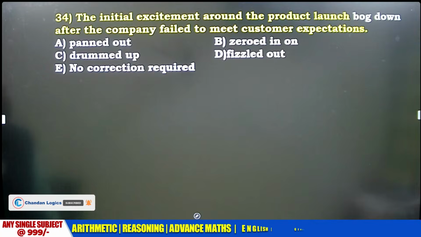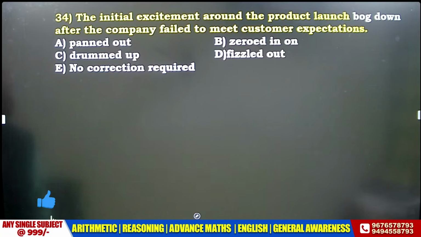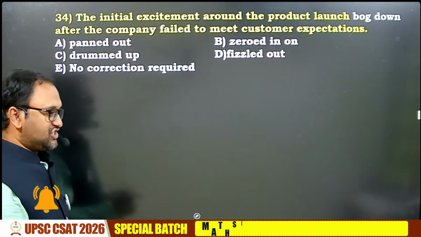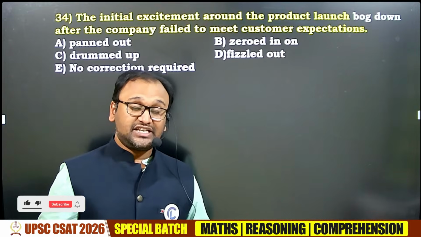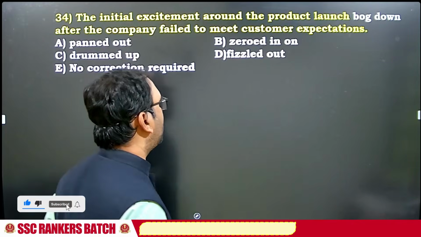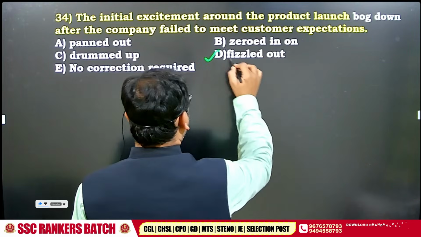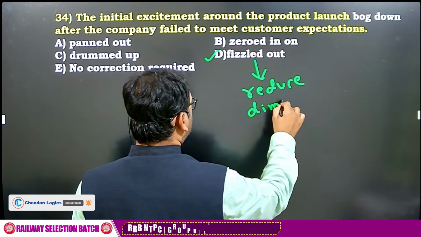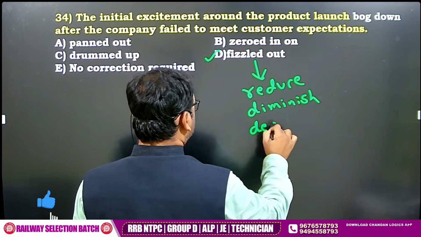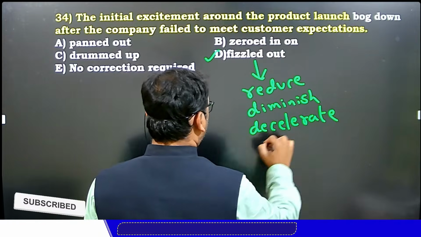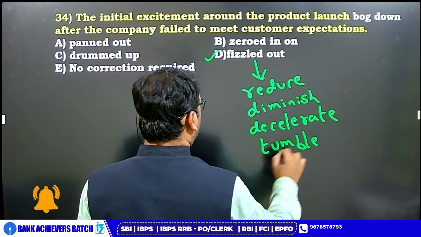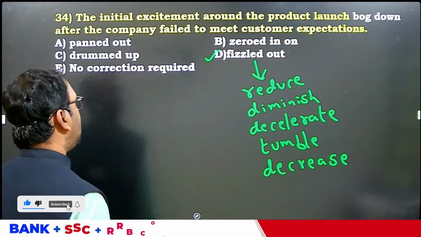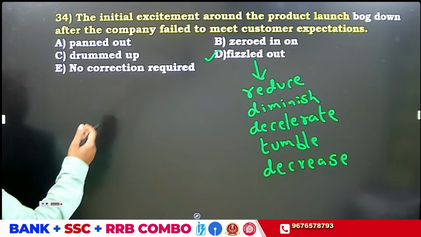What is the meaning of the given question? The initial excitement dash after the company failed to meet the customer expectation. So you are trying to say the initial excitement slowly came down, slowly decreased. That is called fizzle out. Fizzle out means reduce, diminish, decelerate, tumble. So the initial excitement slowly decreased. Fizzle out means decrease. I'll also explain the other options.